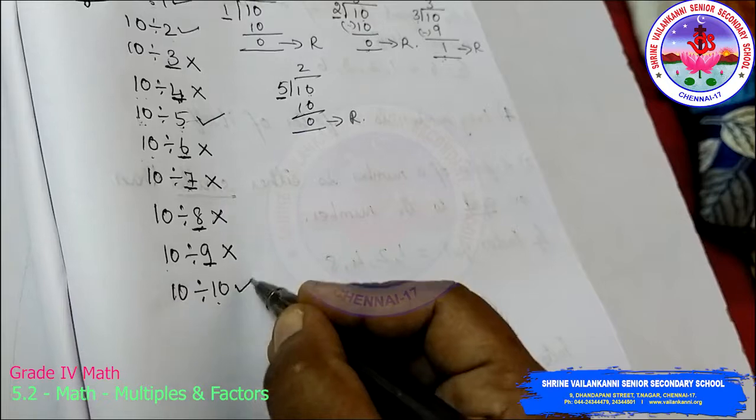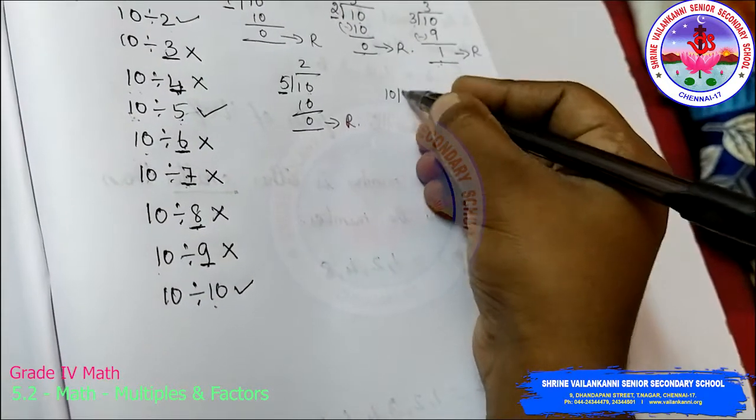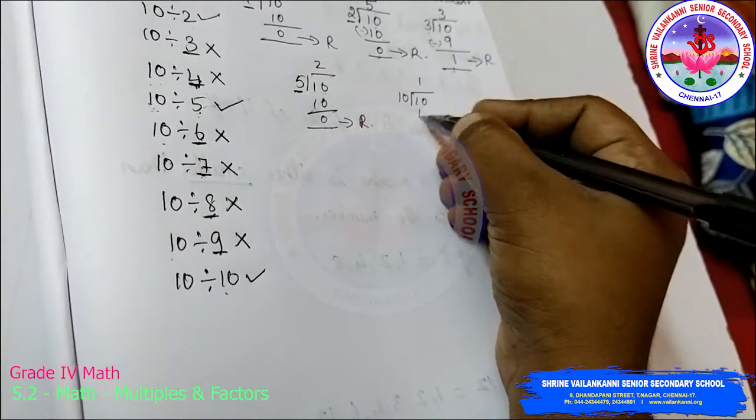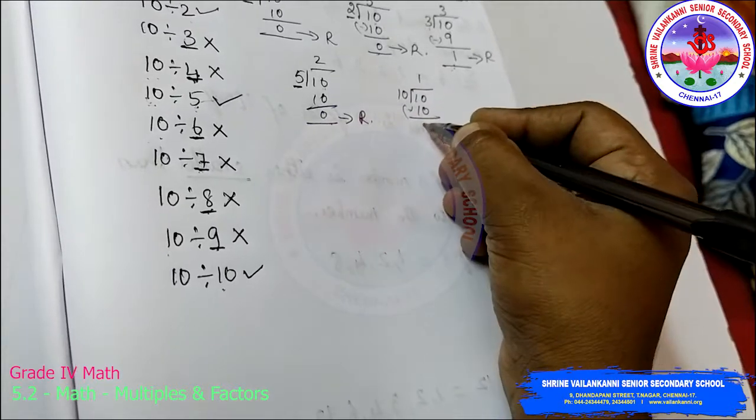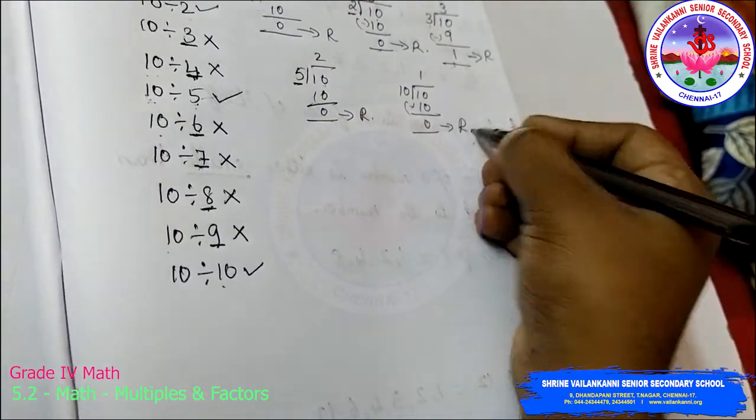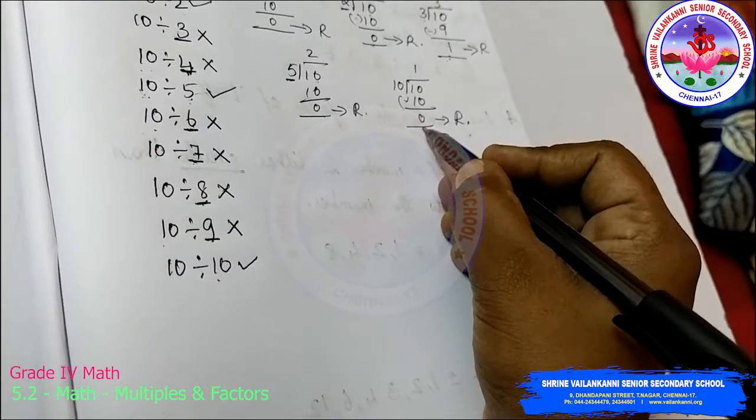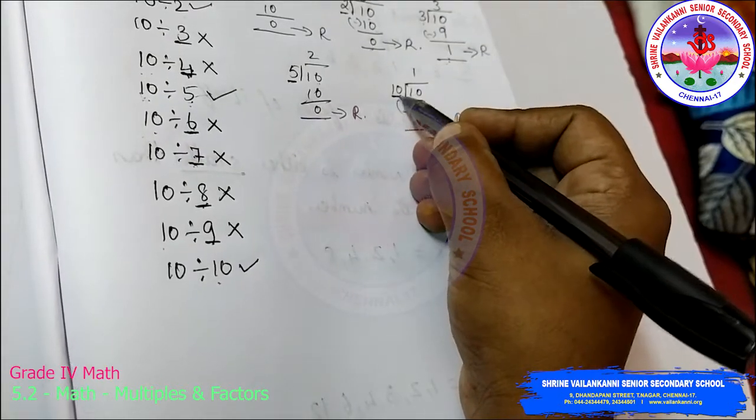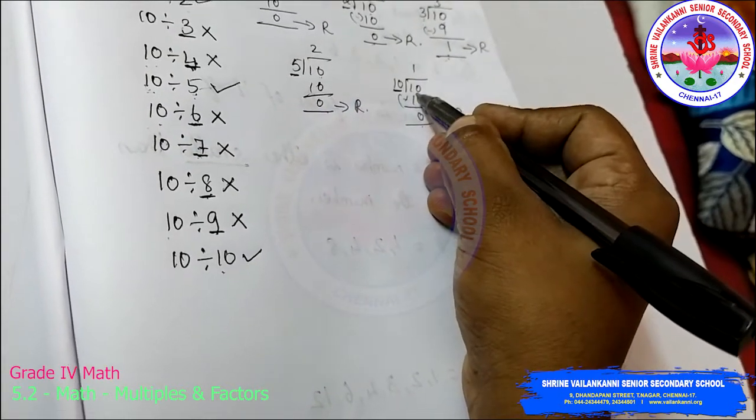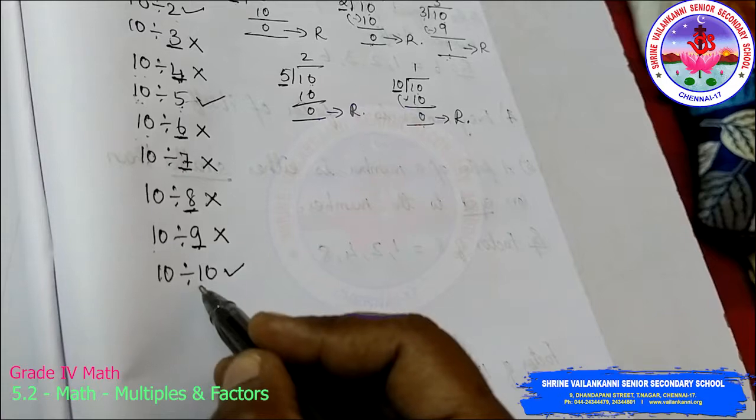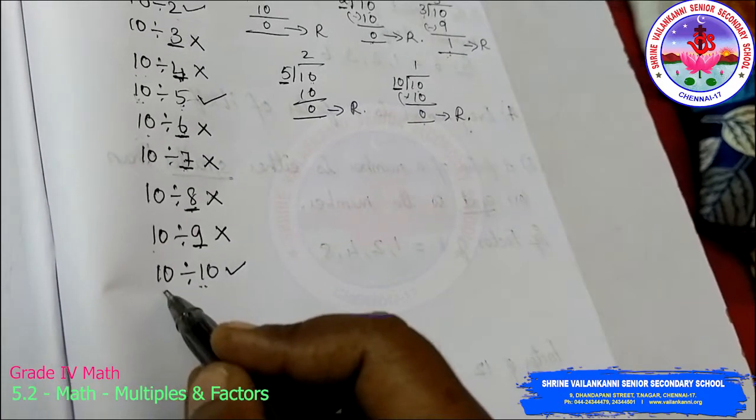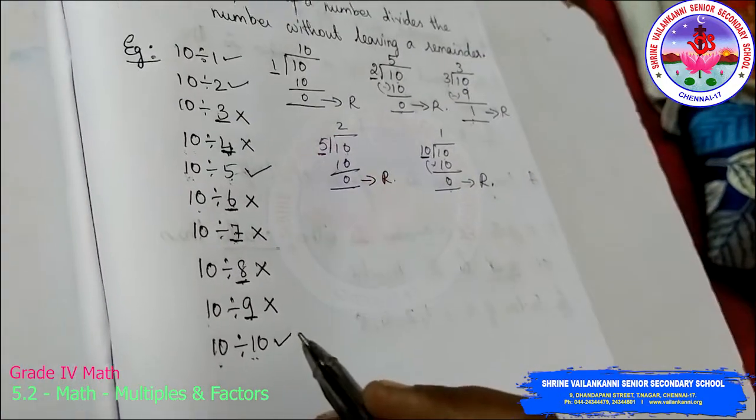So obviously if you divide and see, 10 divided by 10, 10 ones are 10. If you subtract, what will you get? 0. So when the remainder comes 0, the divisor will become a factor of your dividend. So this 10 is a factor of 10.